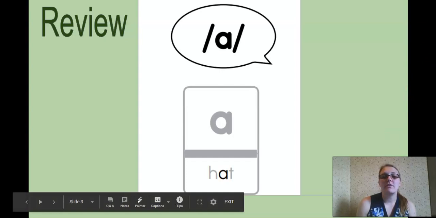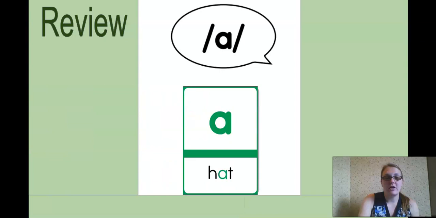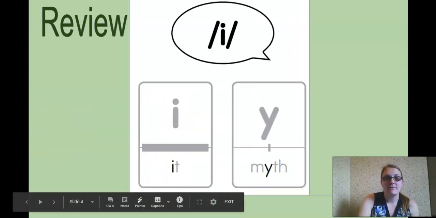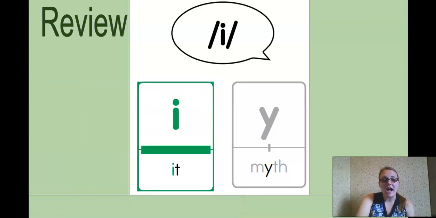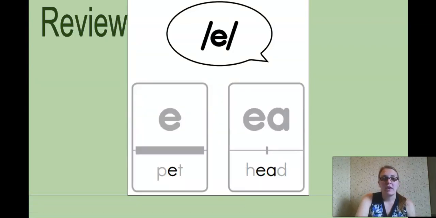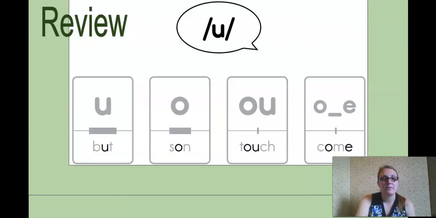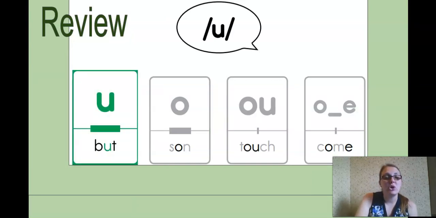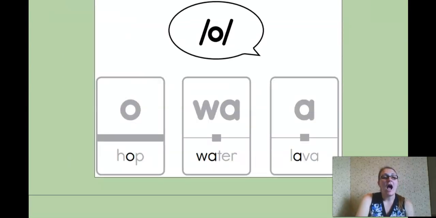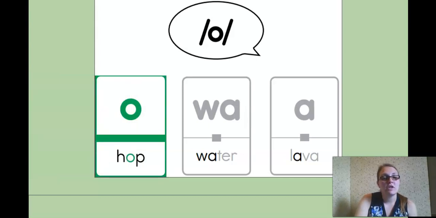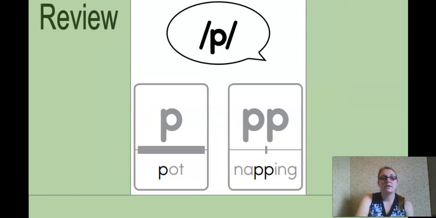Okay, for review, when we hear a, we know that it will be the letter A all the time. When we hear i, we know that most of the time it will be the letter I, like in it. When we hear a, we know that most of the time it will be spelled with the letter E. When we hear a, we know that sometimes it will be spelled with a U, but there are other spellings. When we hear a, we know that it will usually be spelled with the letter O.